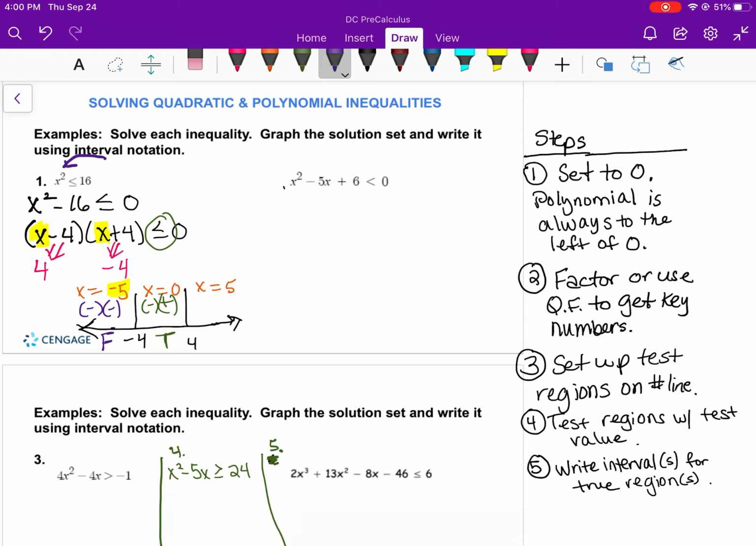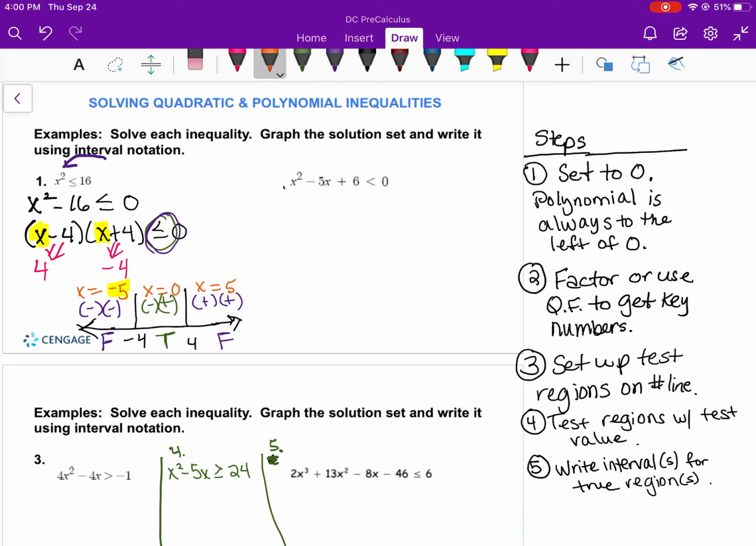And then I'm going to do the same thing on the last bit here. So I'm going to put 5 in. That's positive. 5 plus 4 is positive. A positive times a positive is positive. It's not less than 0, so I'm going to say false.